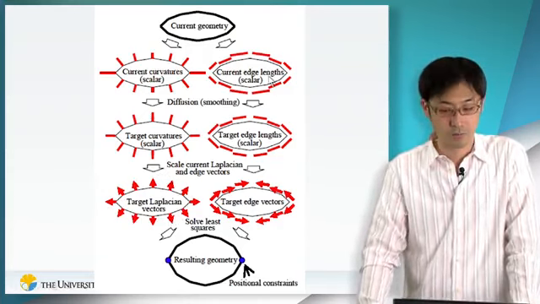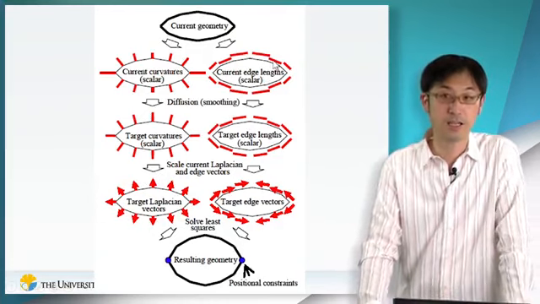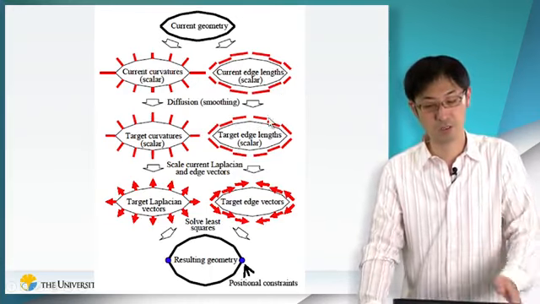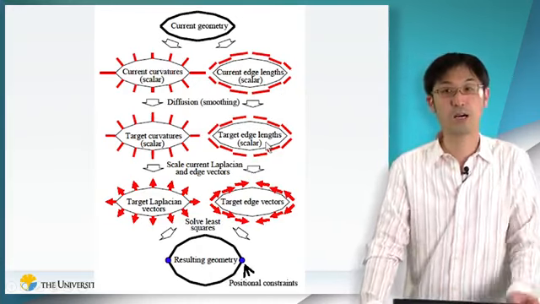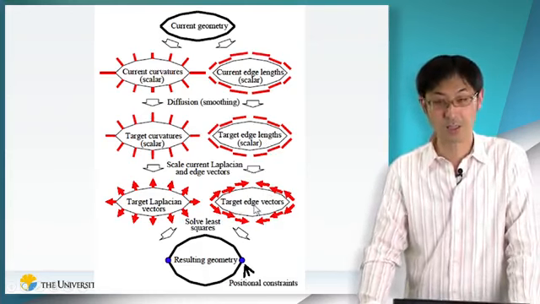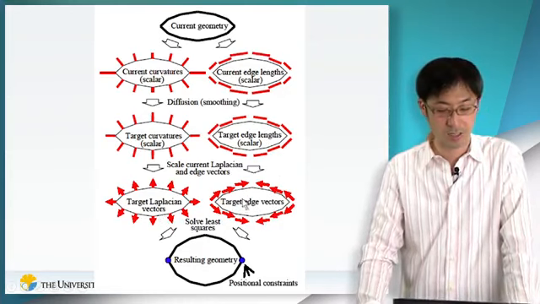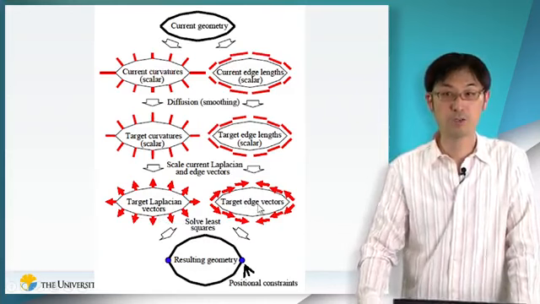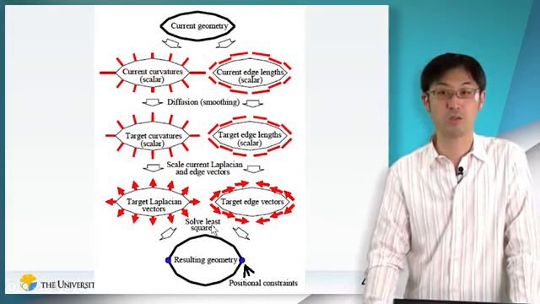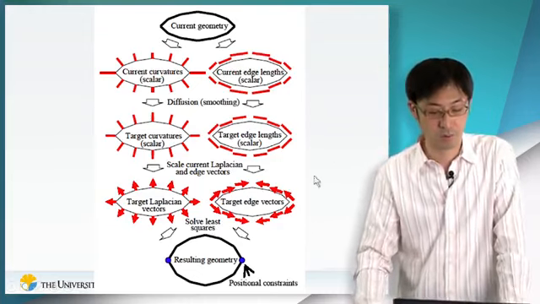In parallel, we also compute edge lengths. We first compute current edge lengths, and then we compute target edge lengths by blending or smoothing out. Then we multiply this target edge length with the current edge vectors, and you get target edge vectors. By combining these target Laplacian vectors and target edge vectors, we solve a least squares problem, and you get updated geometry. We repeat multiple times, and then you get an optimized smooth shape.